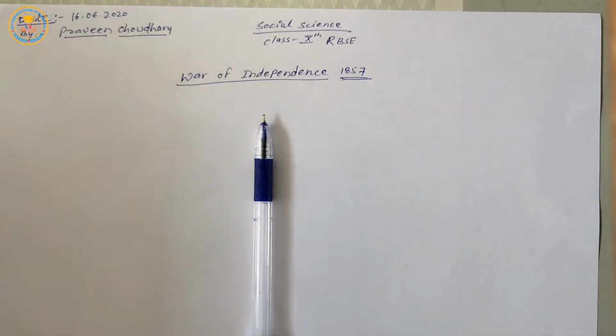Yesterday we discussed the English war with Punjab, in which we studied the First Anglo-Sikh War, the Second Anglo-Sikh War, and the merger of Punjab into the English Empire. And today we will discuss the War of Independence of 1857.